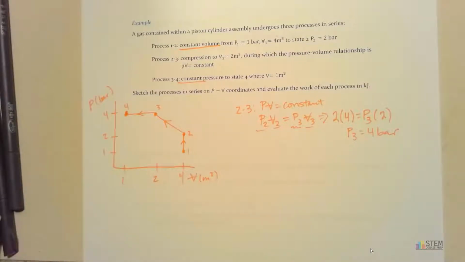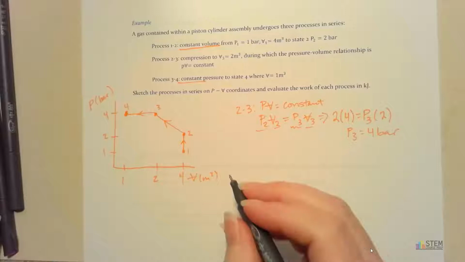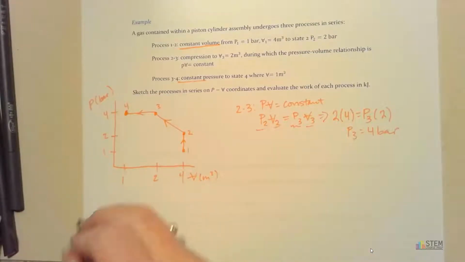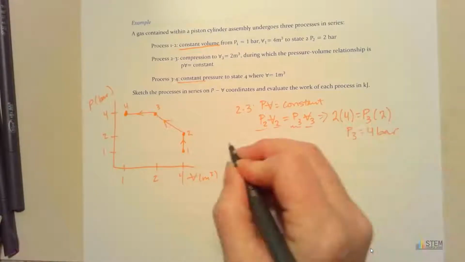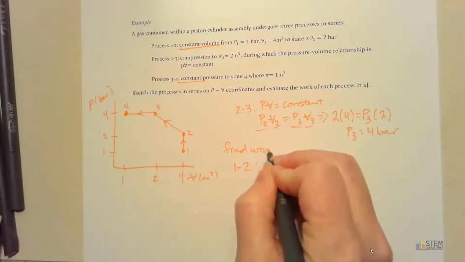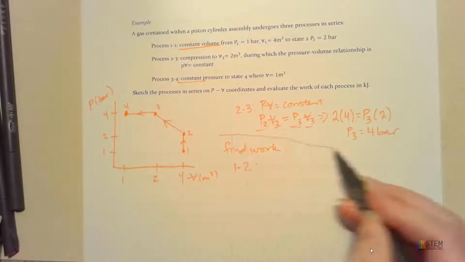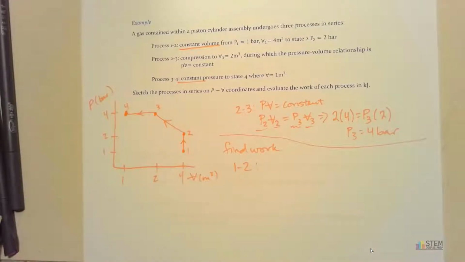So this is our sketch of the processes on the PV coordinates. Okay, so this is the first thing the problem asked for. Now let's go ahead and find the work for each of these processes. So let's start with process 1, 2. And I'm going to do that right here. Okay, so this is where we do the second part.